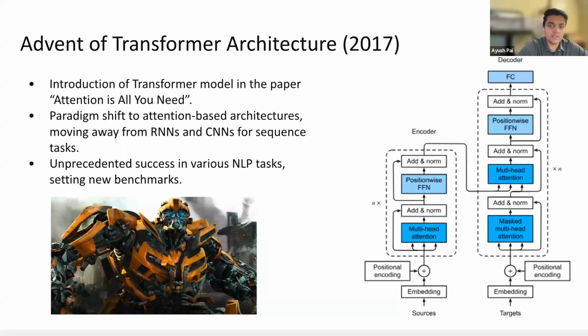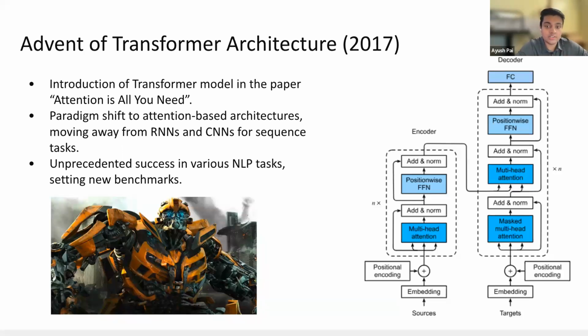So in 2017, there was a really groundbreaking paper released called Attention Is All You Need. And it really introduced the transformer model, marking a revolutionary shift in the world of AI and NLP. This model pivoted away from previously dominant RNNs and CNNs for sequence processing tasks, and towards an architecture based entirely on attention mechanisms. And these mechanisms allowed models to weigh the importance of different parts of input data, leading to significant improvements in efficiency and effectiveness.